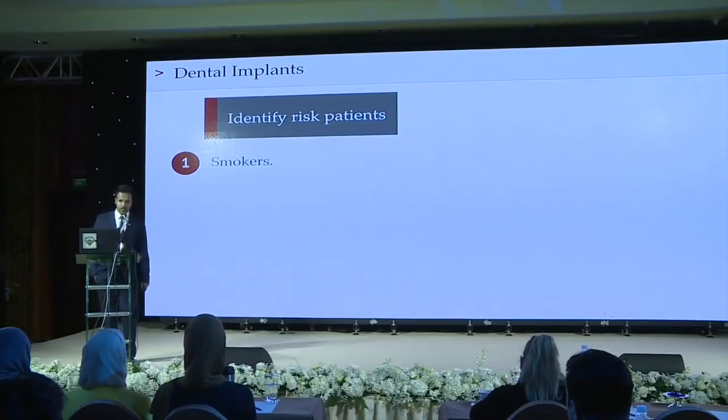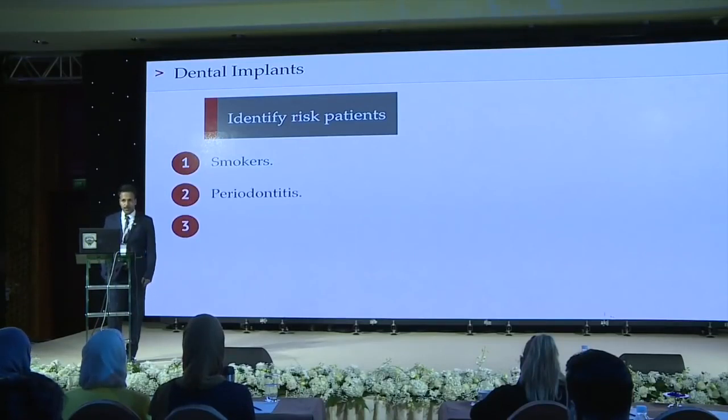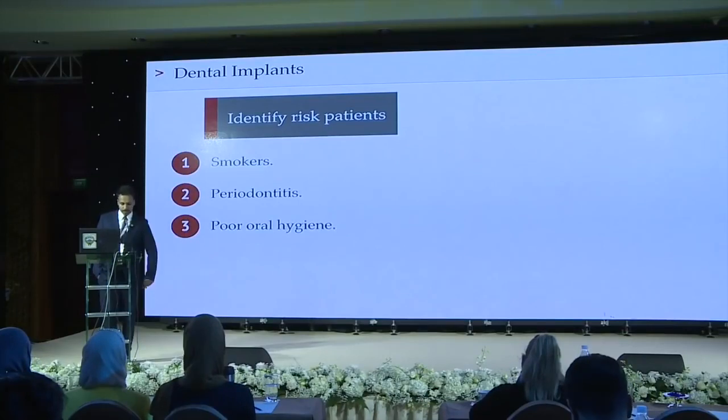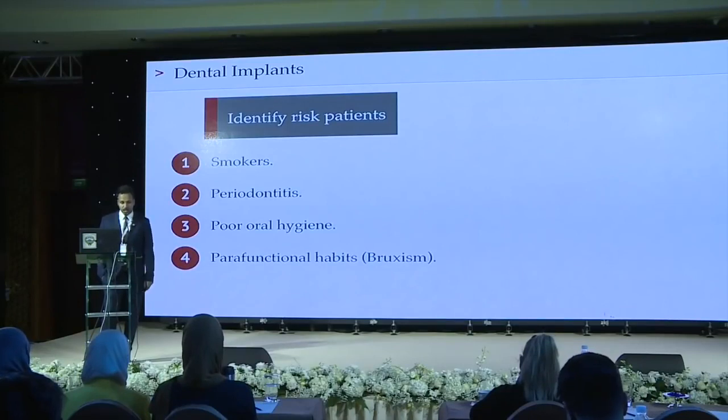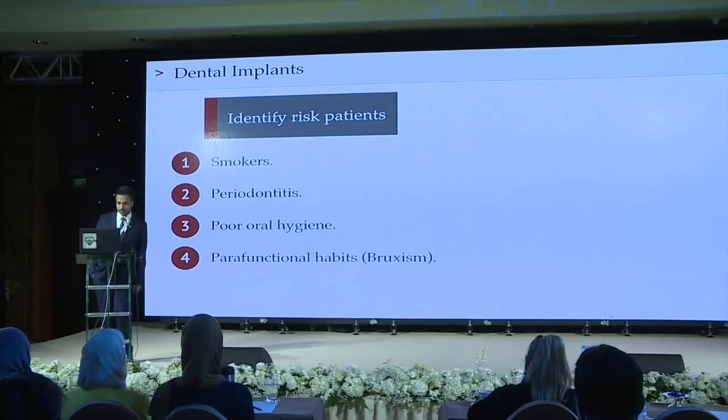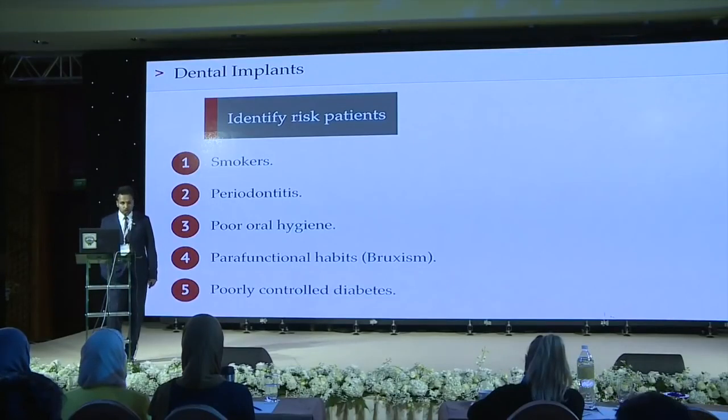Smokers, there is a problem with smokers. Periodontitis, a big association with periimplantitis. Poor oral hygiene and parafunctional habits. Now, if a patient is a bruxer, the first thing you want to make sure of is that they are compliant and they're going to wear their night guard. If not, then you know the implants are going to fail. Poorly controlled diabetes.